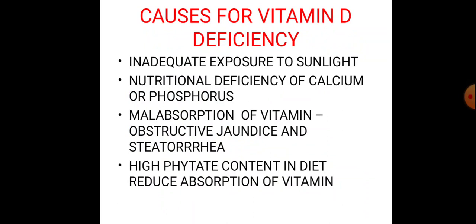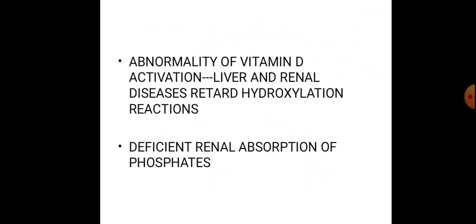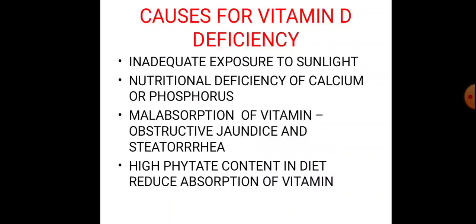Next, let's discuss the causes of vitamin D deficiency. These are inadequate exposure to sunlight, nutritional deficiency of calcium or phosphorus, malabsorption of vitamin D, that is obstructive jaundice and steatorrhea, high phytate content in the diet, which reduces absorption of the vitamin, and abnormality of vitamin D activation, that is liver and renal diseases retard the hydroxylation reaction, and deficient renal absorption of phosphates.